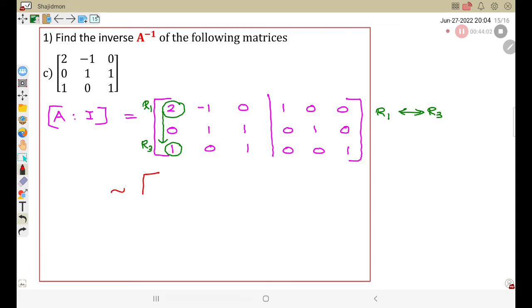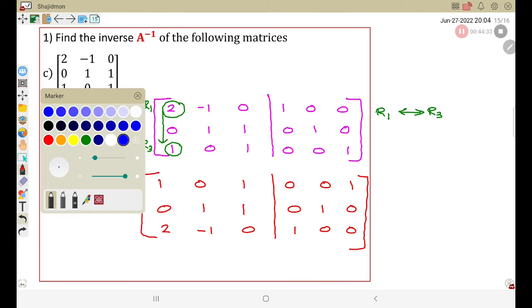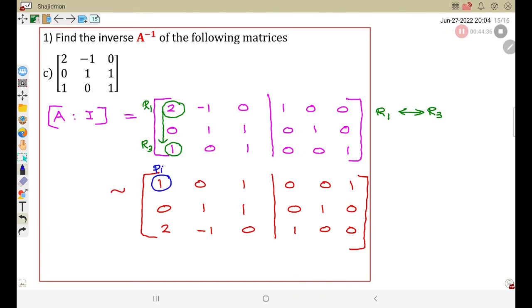So equivalently, how can we write the interchanged matrix? The third row is completely interchanged to the first row: 1 0 1, 0 0 1. Second row same: 0 1 1, 0 1 0. Then the first row we write as the third row: 2 minus 1 0, 1 0 0. Just interchange first and third. Now you can see the first number is 1 here, so our pivot number is 1 now. The pivot number should be 1, that is why we interchanged.